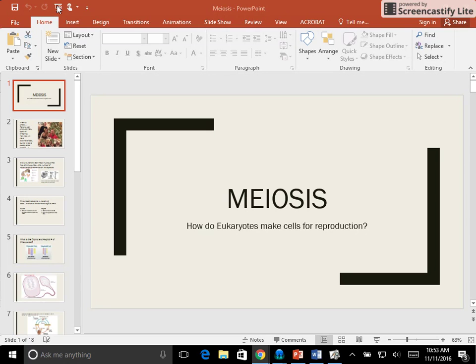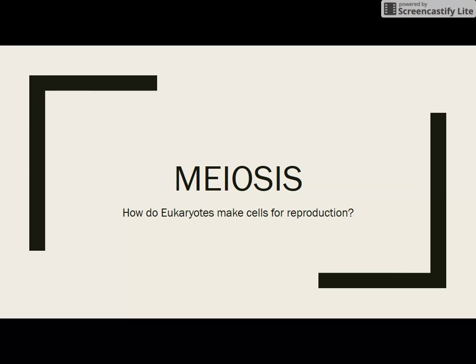Well, hello there. We are talking about meiosis. We recently have been talking about mitosis and how cells make cells for repair and growth. But meiosis is a little bit different. It's actually a lot different. It's how eukaryotes make cells for reproduction.